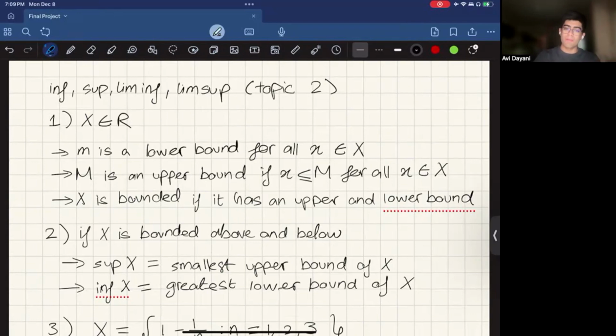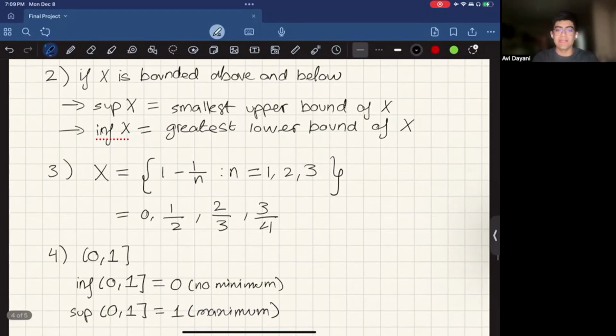Then among all upper bounds, the best one is the supremum, which is denoted by sup X, which is the smallest number that is an upper bound. Similarly, inf X is the greatest number that is a lower bound. So sup and inf are tight bounds, which means that you can't move them inwards without them failing to be a bound. They are not necessarily a part of the set, but they potentially can be. Let's further clarify this using this example over here in part 3.